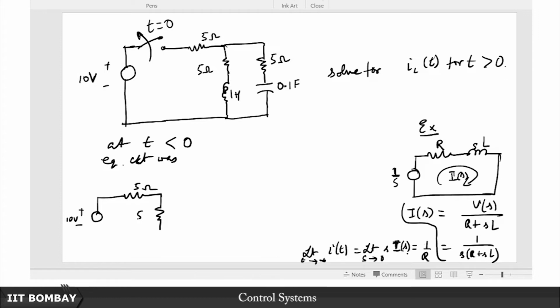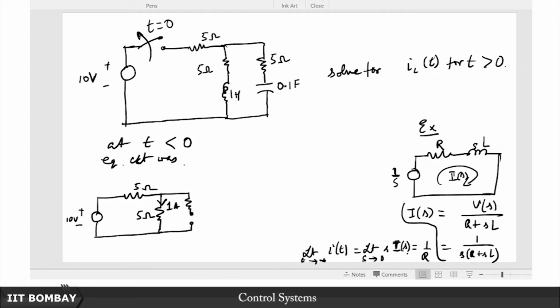Since the inductor is a short circuit, sorry, this will be the 5 ohm here, and the capacitor is an open circuit. Check that. Using the same technique I used here, you will be able to find that the capacitor will be an open circuit. So what is going to be the current flowing through this? You will see immediately that this current is basically 1 ampere downwards at steady state.